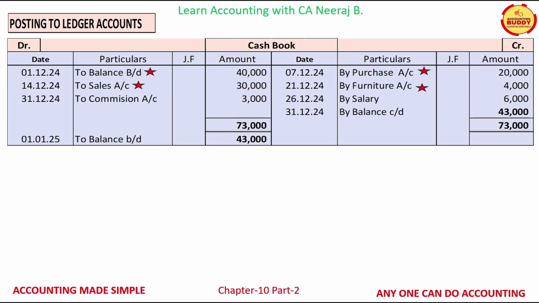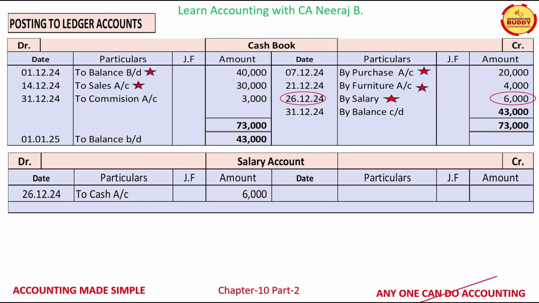Let us post the remaining transactions to the respective ledger accounts. The red star transactions, except for opening balance, we have already posted to the respective slides. On 26th December, business paid salary amounting to $6,000 in cash. This entry of $6,000 is posted on 26th of December on the debit side of the salary account by writing the words "to cash account."